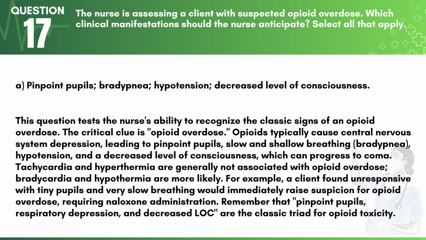Answer. Pinpoint pupils, bradypnea, hypotension, decreased level of consciousness. This question tests the nurse's ability to recognize the classic signs of an opioid overdose. The critical clue is opioid overdose. Opioids typically cause central nervous system depression, leading to pinpoint pupils, slow and shallow breathing, bradypnea, hypotension, and a decreased level of consciousness, which can progress to coma. Tachycardia and hyperthermia are generally not associated with opioid overdose. Bradycardia and hypothermia are more likely.